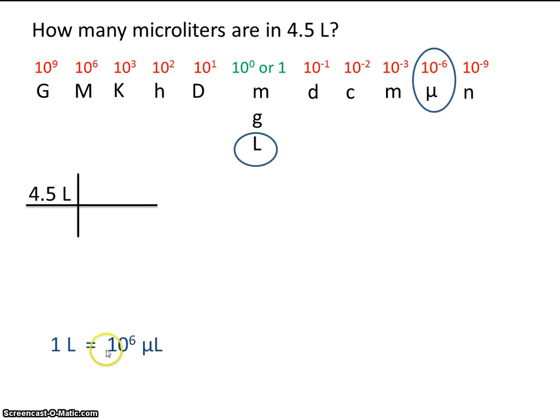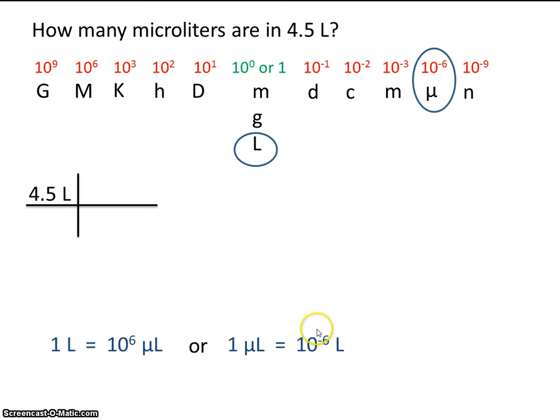Now you may have noticed that this is to the positive 6 and this is to the negative 6. Well, you could also write it like this. This would be fine as well. 1 microliter equals 10 to the minus 6 liters.